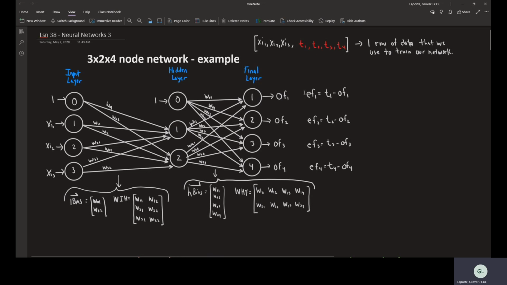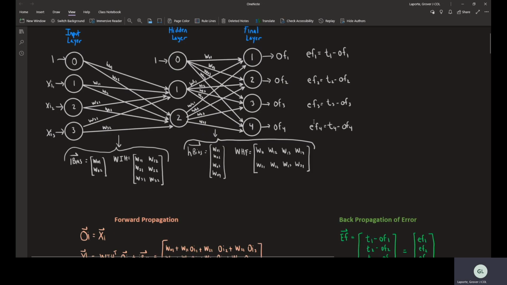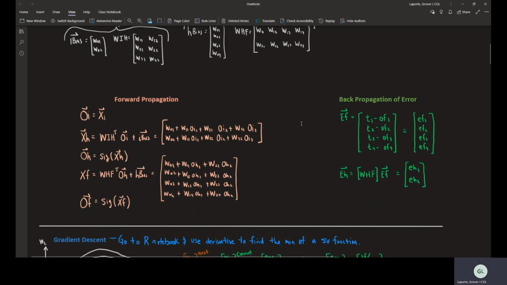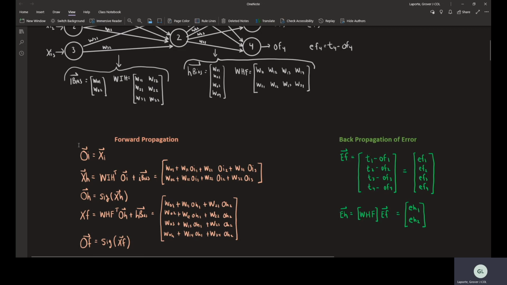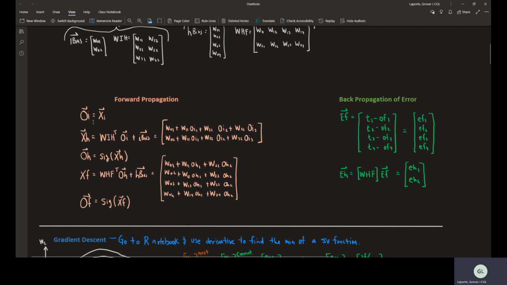So now what we want to do is use this error in order to train our network. And how do we do that? Well, let's remember a little bit of the forward propagation and the backward propagation. That was the subject of last class. And so the output vector of your input layer is simply equal to the input vector. We saw that our input vector into our hidden layer was simply the transpose of our WIH matrix times the output of your input layer, added to your I bias vector, and this was the multiplication. This is what it came out to be.